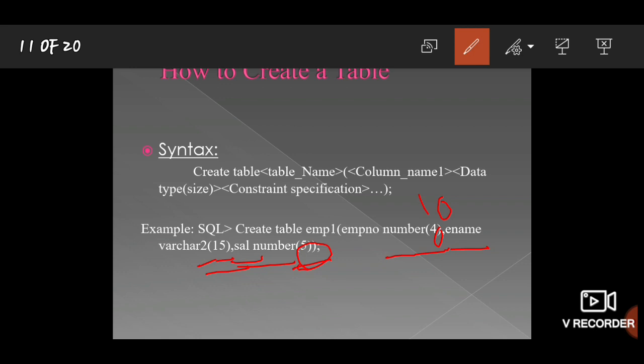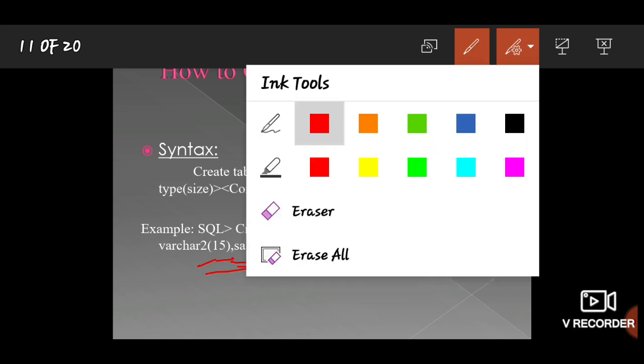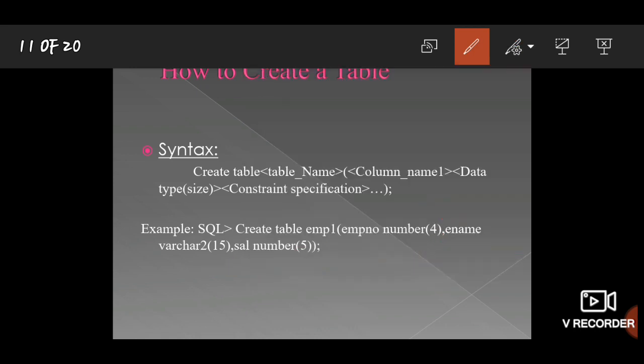Sorry, not a number, you can say change the size for salary. So you had already created a table on this basis: for the employee ID you had taken up to 4 digits size, for the employee name you had taken a 30 characters limit, and for salary you had taken size 5, so that you can proceed with the table.